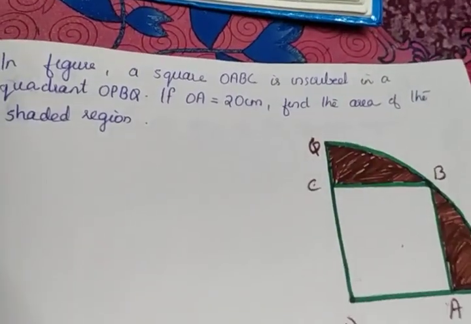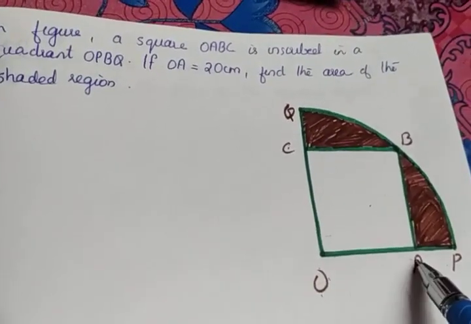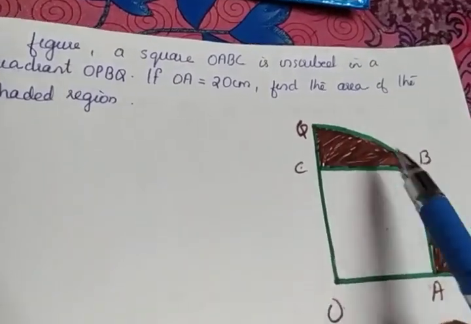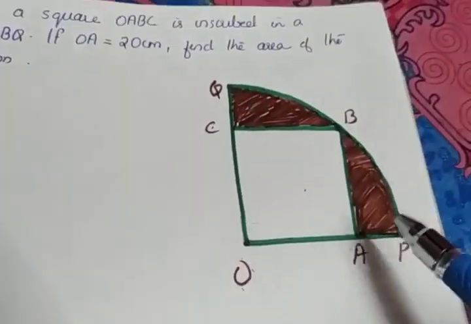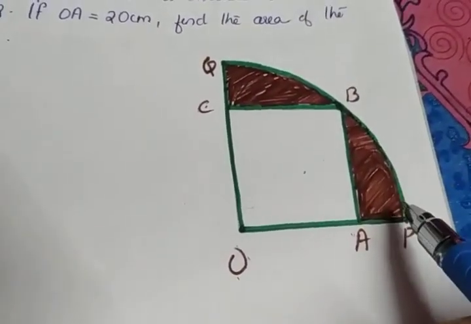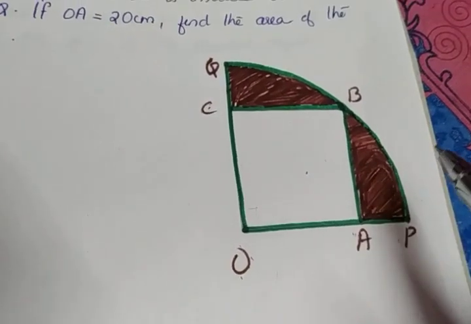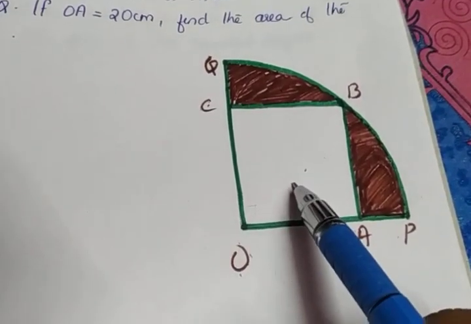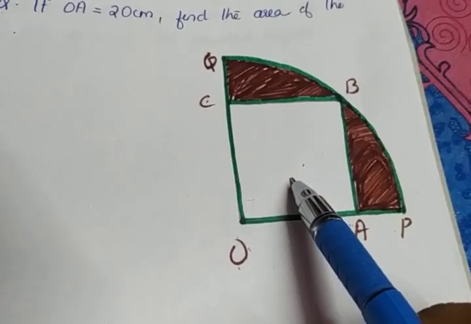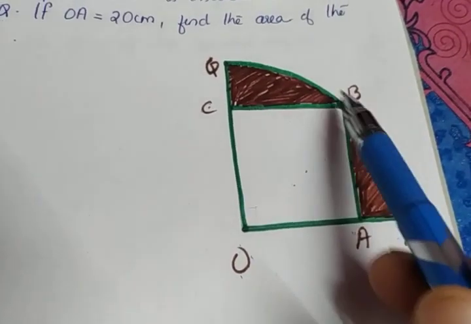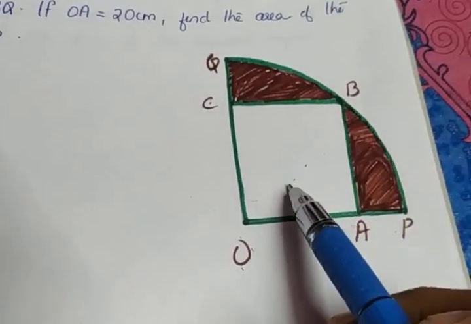Again, it is given OA is 20 cm. That means the side of the square is given as 20 cm. Find the area of the shaded region. Shaded region is very easy to identify. How can we find the area of the shaded region? Very easy, isn't it? Just subtract the area of the square from the area of the sector, or area of the quadrant. Find area of the quadrant minus area of the square.